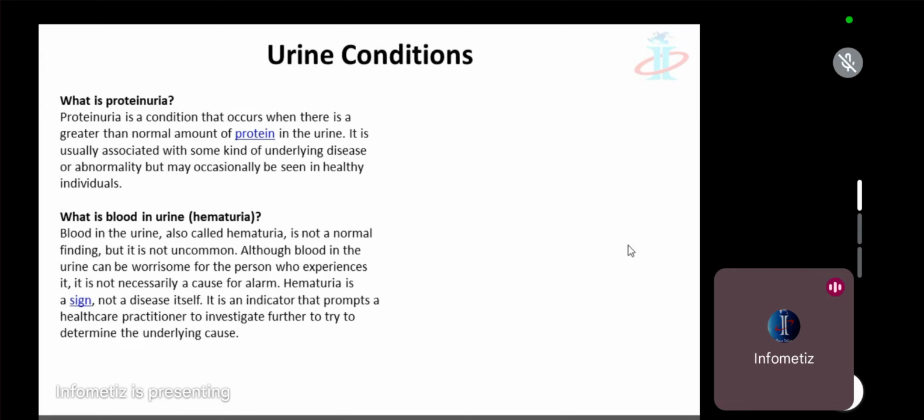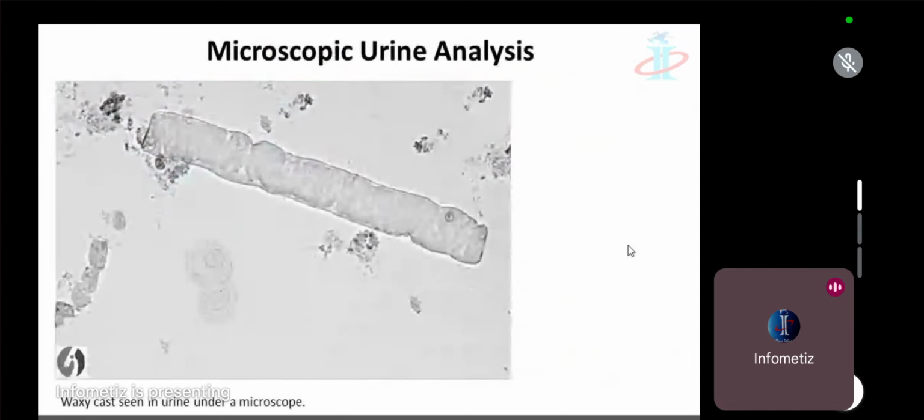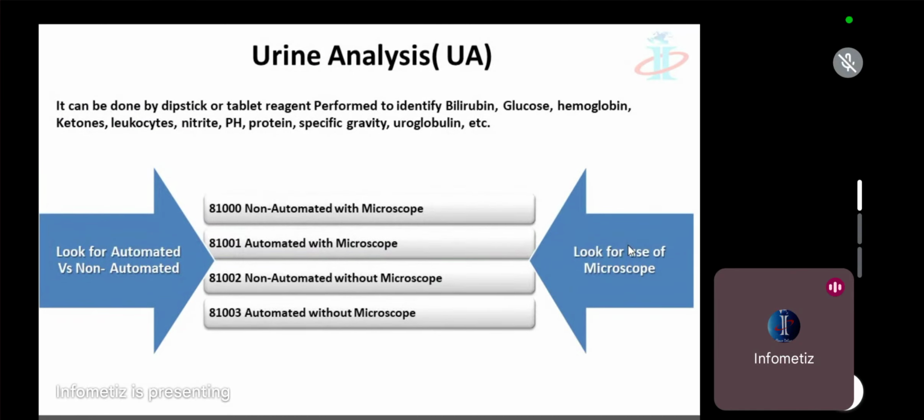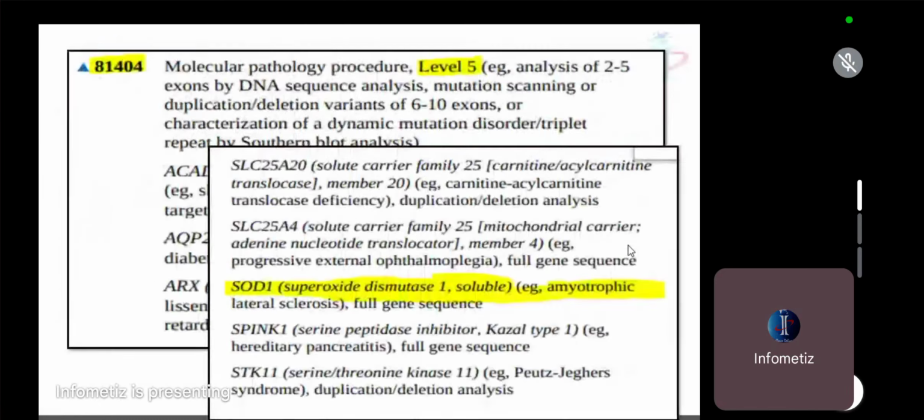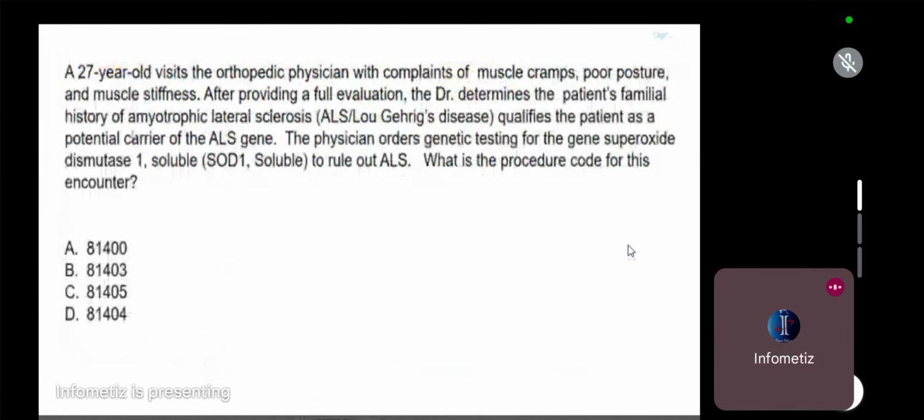Okay, you can come to chemistry part. Chemistry part, 82270. See, there was one question for molecular pathology.